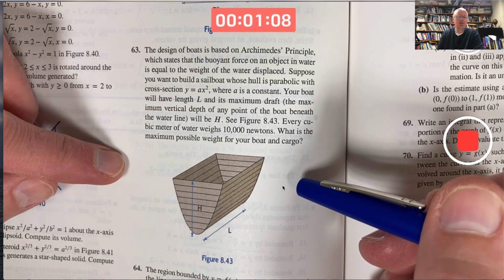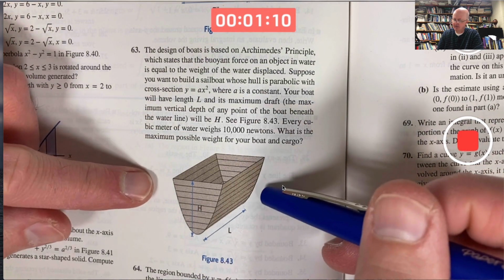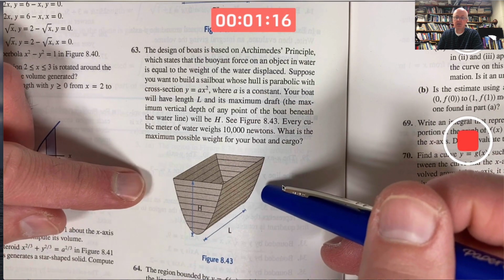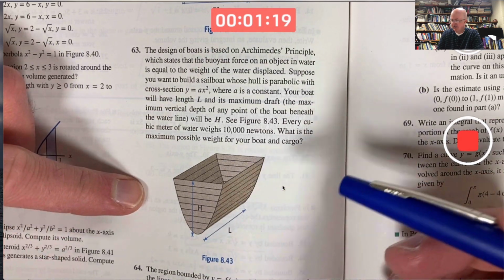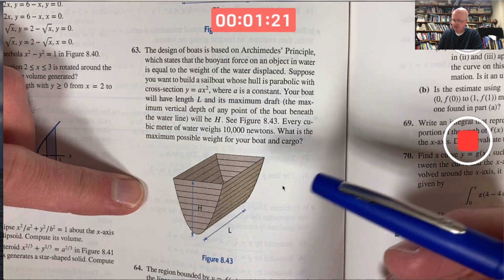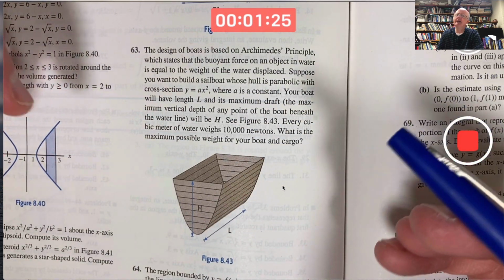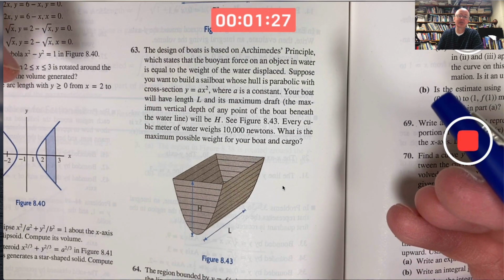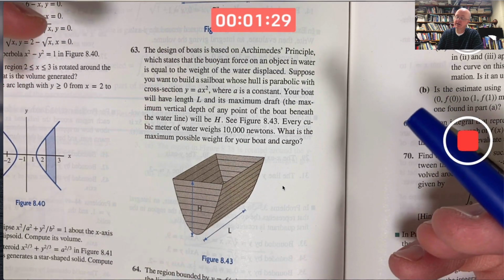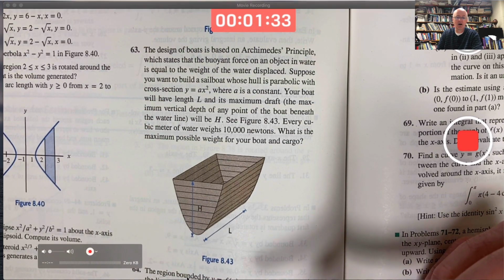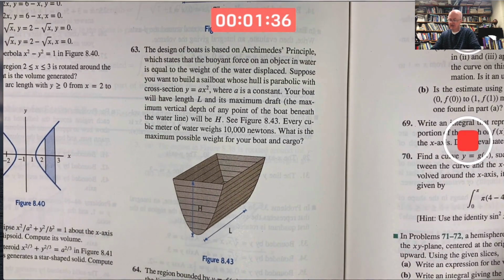What you need to do is figure out the volume of this thing that you see here, the hull, and multiply by 10,000 newtons per cubic meter. The volume would be in cubic meters. Notice that you've only got three parameters, H, L, and A, that are not specified. The final answer is going to have to depend on those parameters. We're not going to get a specific number, though we could if we plugged in specific numbers for A, H, and L. All right, so let's go ahead and solve this now.